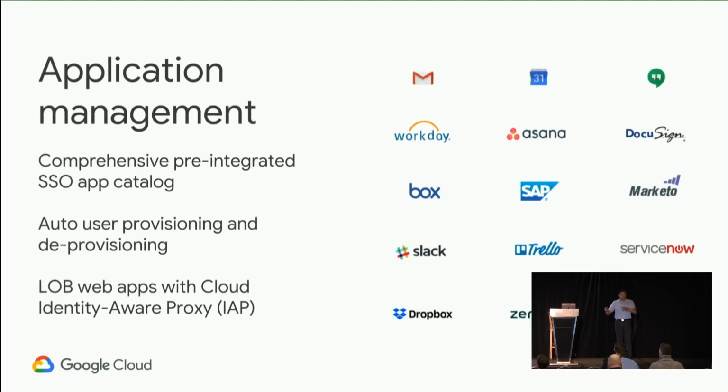Now coming to the third pillar, which is managing the applications. We have a vast, comprehensive, pre-integrated application catalog that you currently have for single sign-on. It allows you to configure single sign-on applications within Cloud Identity with little or no configuration. In addition to the single sign-on app catalog, we also support automated provisioning and deprovisioning, as I mentioned before, and also a bunch of access controls and access management for applications and APIs.